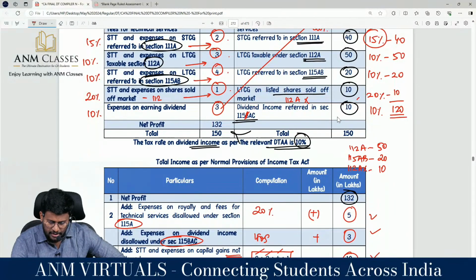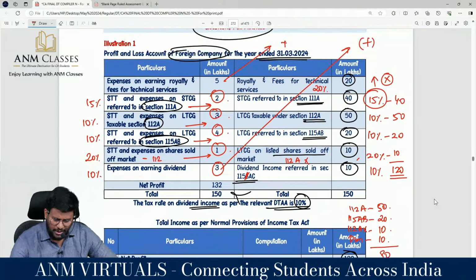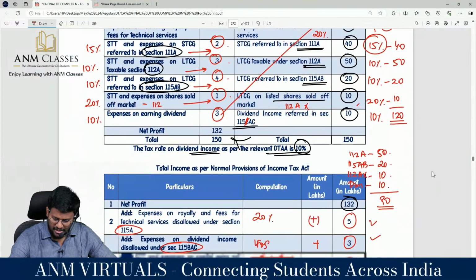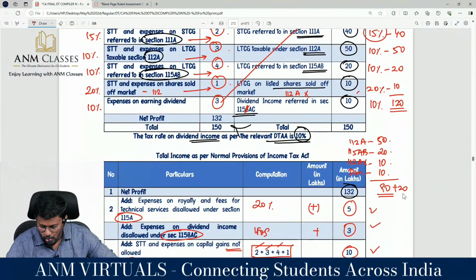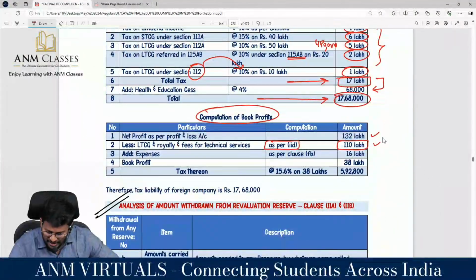Then dividend income is going to be taxed at 10% as per DTAA, so dividend income is 10 lakh. 50 plus 20 is 70, 70 plus 20, 80 and 90 till now. We know that royalty and fees for technical services, they have considered 20 lakh. So 90 plus 20, 110 lakhs. So this is how this 110 lakhs came.